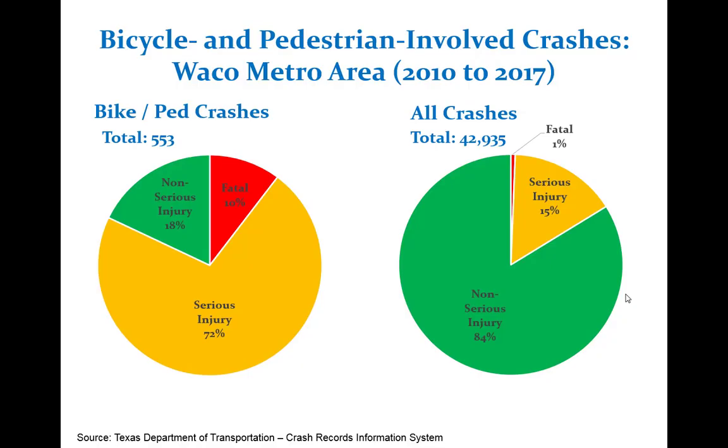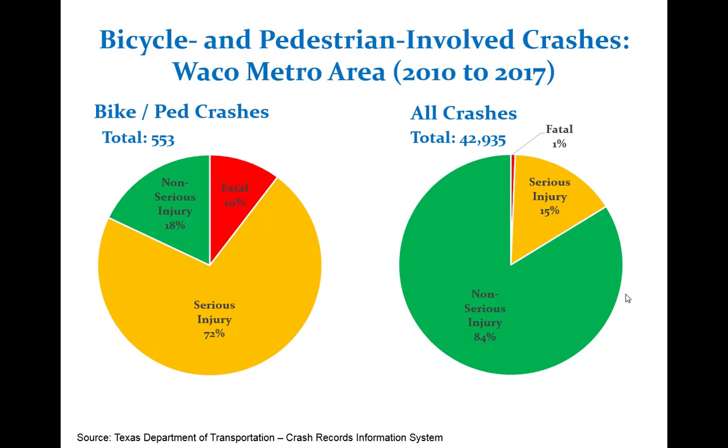The MPO looked at all bicycle and pedestrian involved crashes that occurred in McLennan County between 2010 and 2017. This information is from the TxDOT Crash Records Information System. In this 8-year time frame, there were a total of 553 bicycle or pedestrian involved crashes. Of these, 72% resulted in a serious injury, 18% resulted in a non-serious injury, and 10% resulted in a fatality.